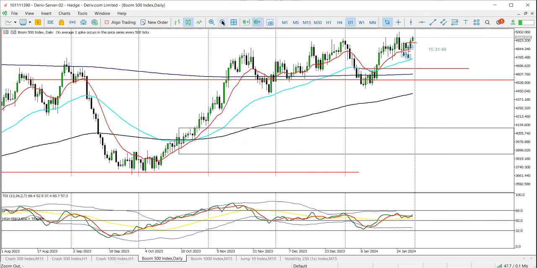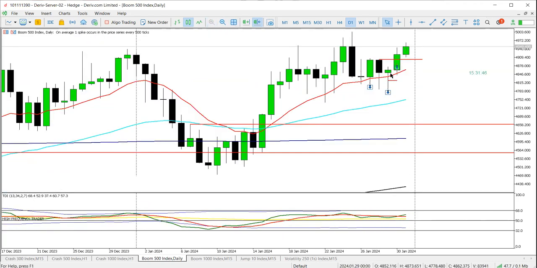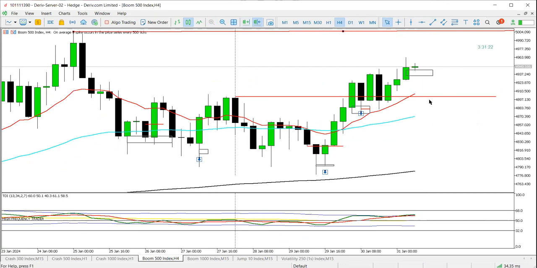Daily rejected the 13 EMA nicely here from yesterday. So I'm looking for a continuation, and I'm looking for price to take out or to reach rather 5,000. That will be the target if we take a buy on B500. But again, remember B500 requires a lot of patience if you're in the trade. Let's see here, H4. Okay, price already reacted off the zone.